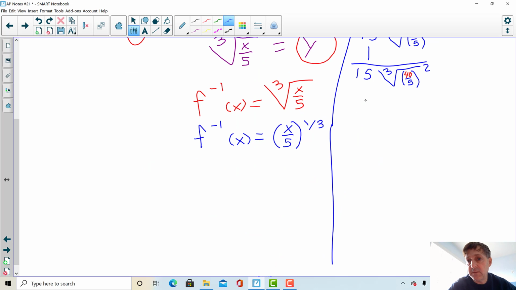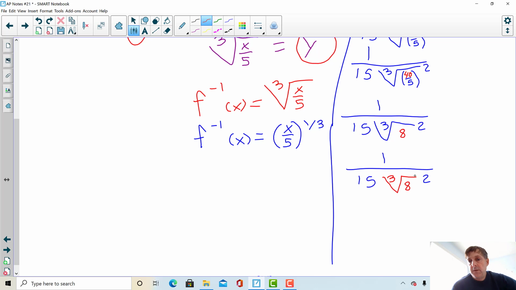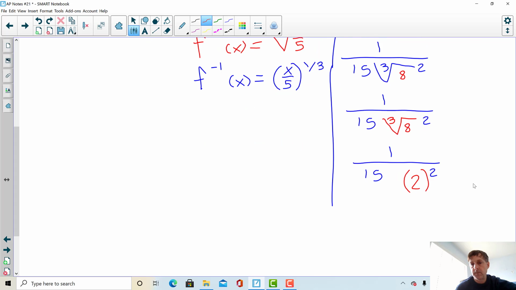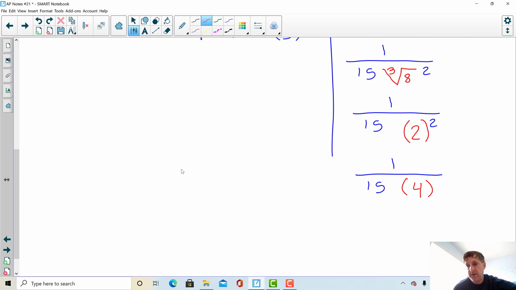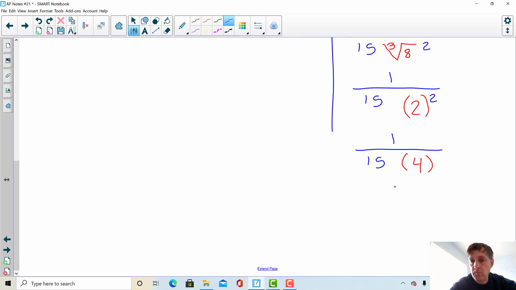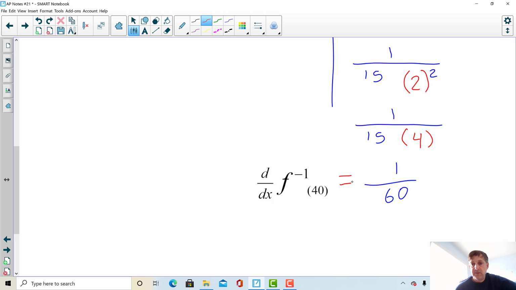Okay, let's simplify this. 40 over 5 gives you 8. The third root of 8 is 2. 2 squared is 4. And 15 times 4 gives you 60. Okay, that was a lot of work, but we got that the derivative of f inverse when x is 40 equals 1 over 60. Now at this point you've got to be thinking, man, there's got to be a better way. And yes, there is.